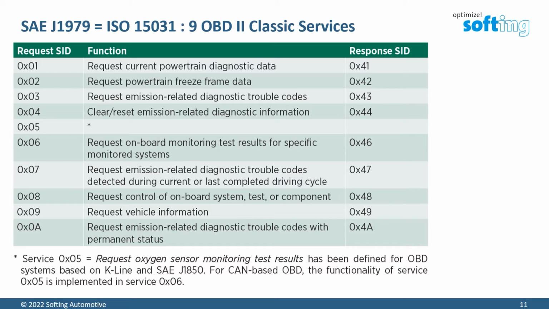I don't know what you're talking about. The reason is that the tester has to specify the specific vehicle information he is asking for. For example, the VIN, vehicle identification number. If the tester sends the 09 with a specific data identifier or info type identifier, then the control unit will answer with a positive response and the VIN if it knows the VIN.